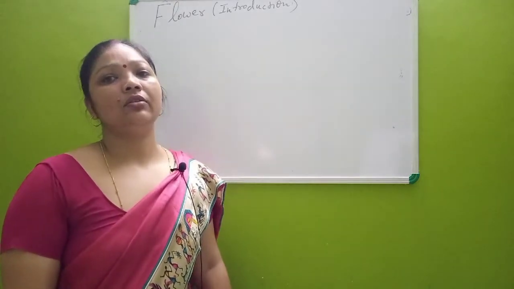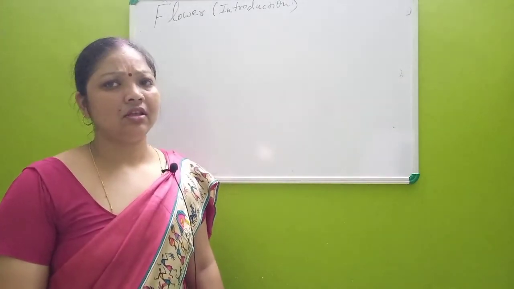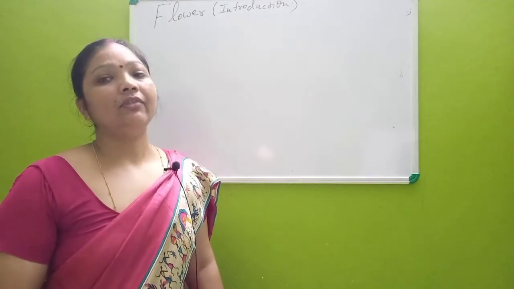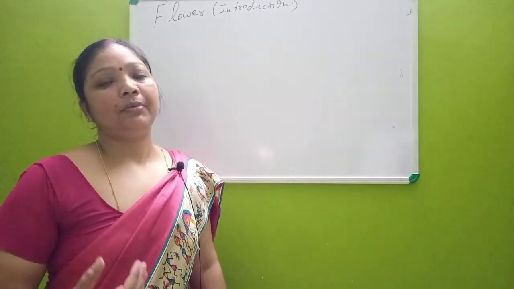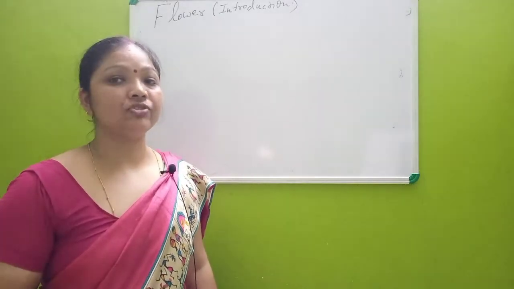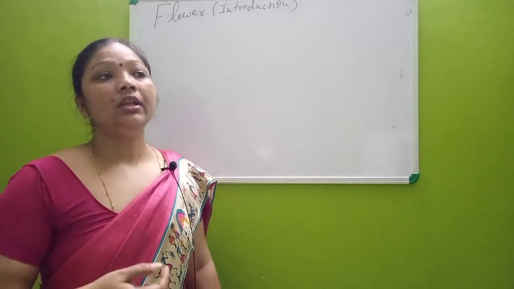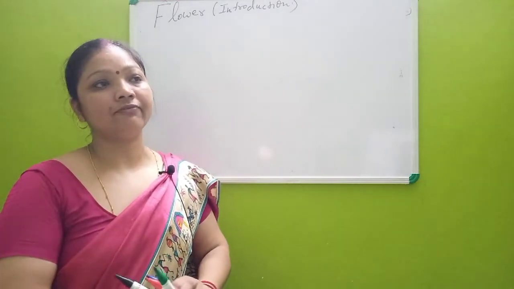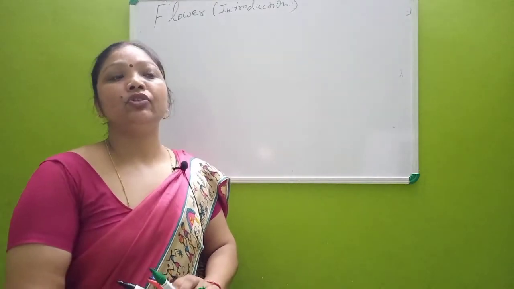Now we have to study about the flower. What is a flower? A flower is the reproductive structure of a plant, with the help of which the plant is able to reproduce. So it is the reproductive structure of a plant. Now we'll discuss the various parts of the flower.